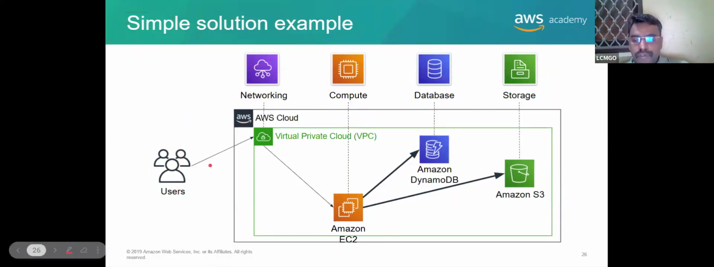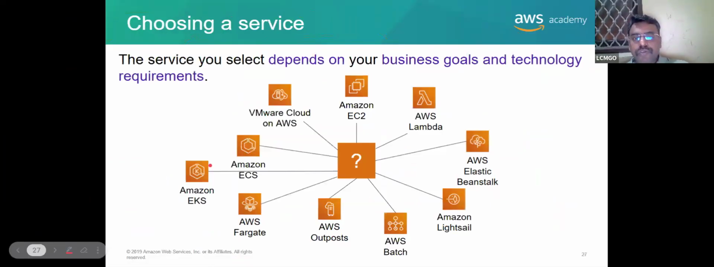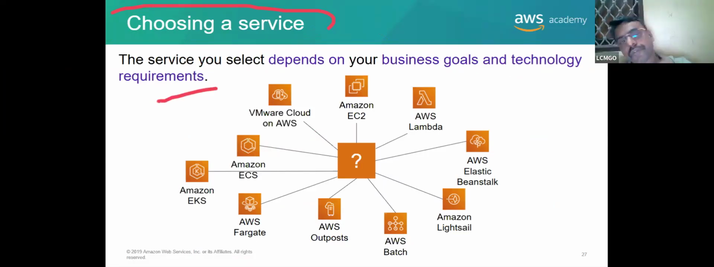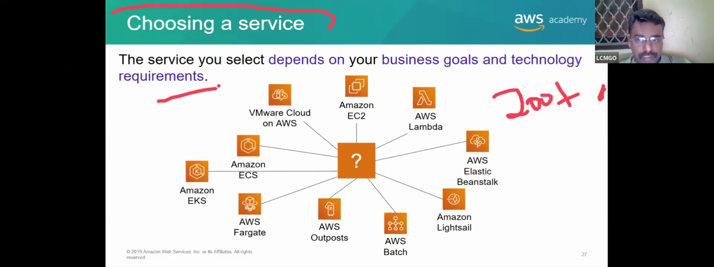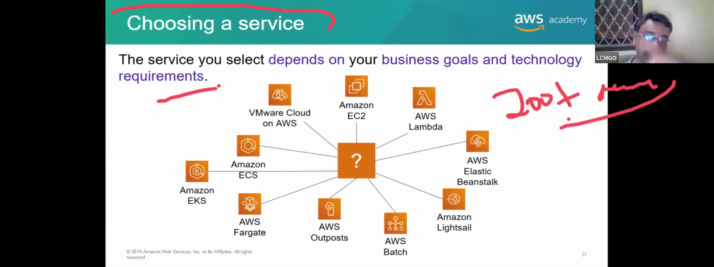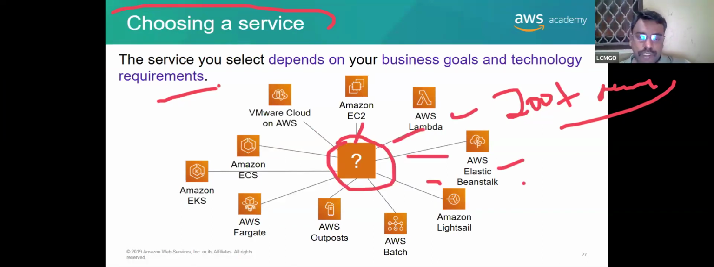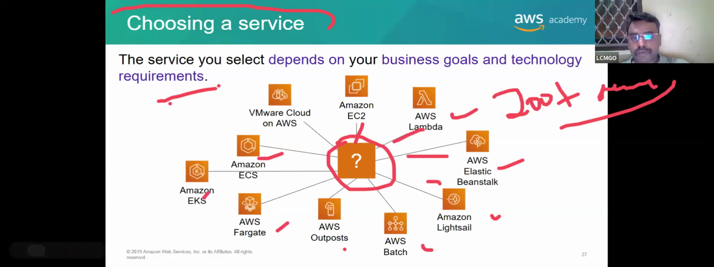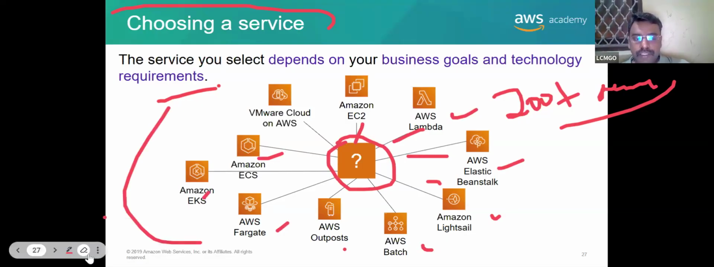So this is just a simple solution. This is just 4 services. We see we have choosing a service. That means the services you select depend on the business goals and technology requirements. As I told you, AWS has 200 plus services, so yes, you can write this in the first page of your notebook. In that, whichever you want, you can take, whether Lambda, Elastic Beanstalk, Lightsail, Batch, Outposts, Fargate, ECS or EKS, whatever you want. That's up to us.